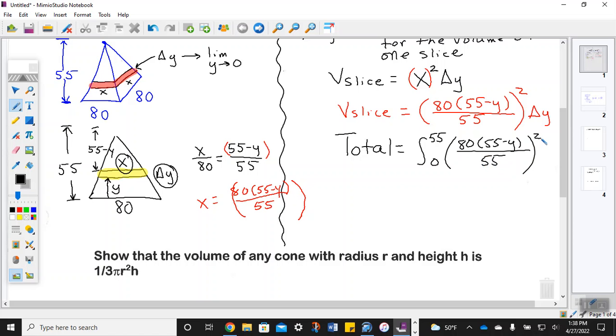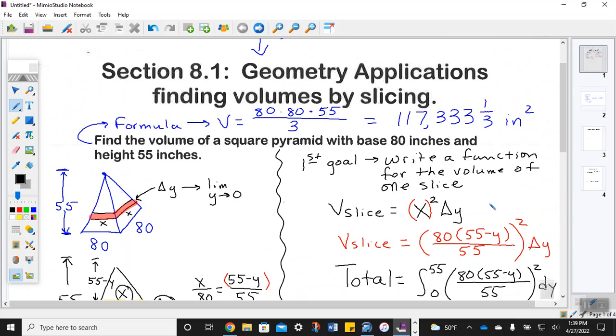squared. Here's the deal. Once you come to the total right here, this delta y is a summation of all of them, so it means all of y, so you're going to have your dy out here. The delta y basically turns into dy for you. Now what's cool about it is this. Once you have that set up, you're like, okay, what's the value here? Well, by formula, what did we already know the value was going to be? 117,333 and 1/3. Exactly, 117,333 and 1/3. And that should be cubic inches because it's volume, right? I messed that up. That should be a 3.